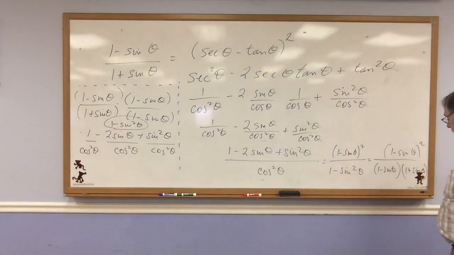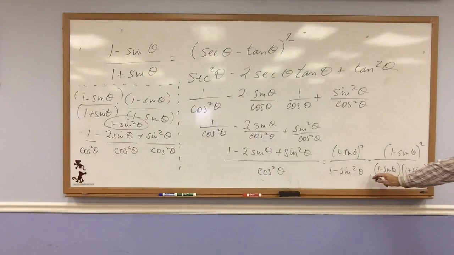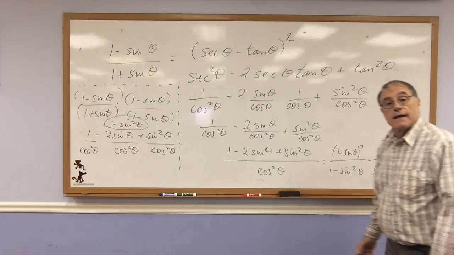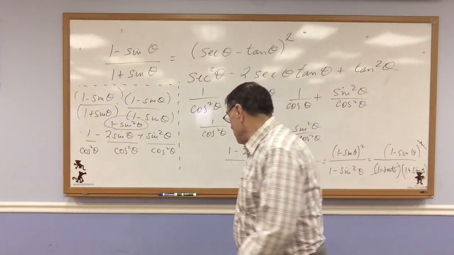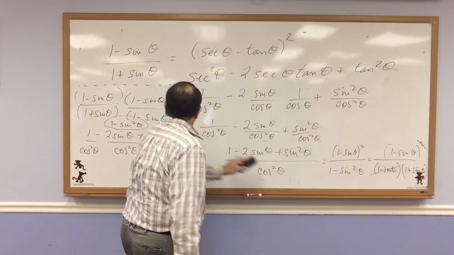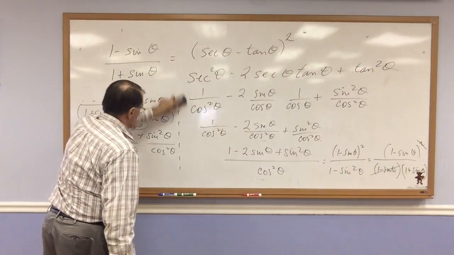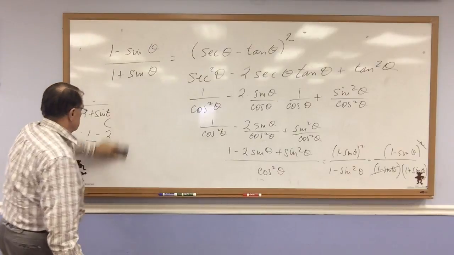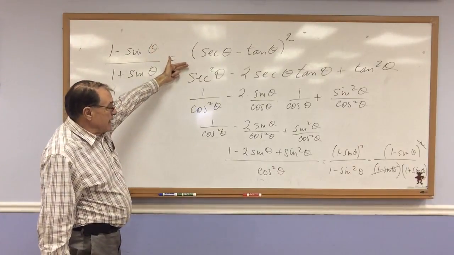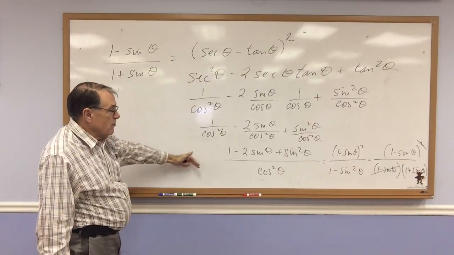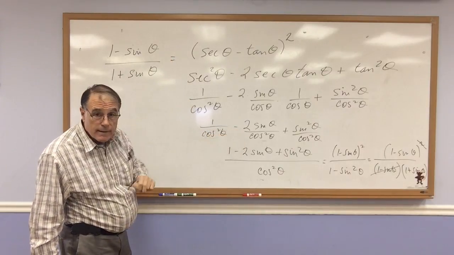So look what I've got. This 1 minus sine theta would take out one of these, and I'm left with 1 minus sine theta over 1 plus sine theta, which was the object, and my proof is complete. That said, I erase this side of the proof, showing you how I take the right side and transform it into the left.